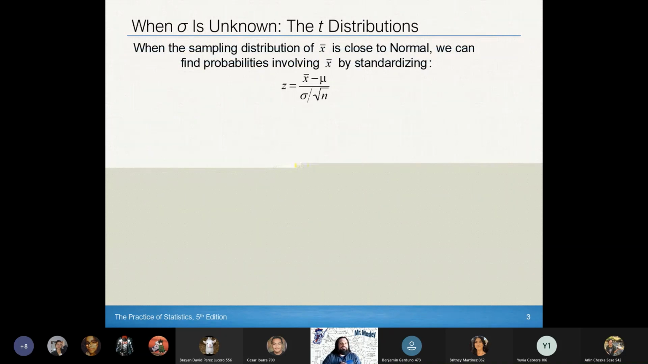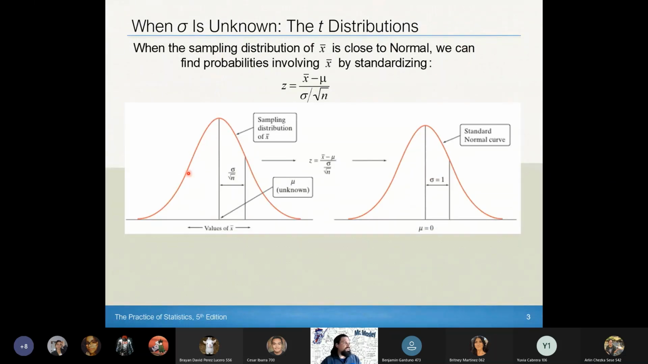So we're going to start by discussing what is the t distribution and how do we get there. When the sampling distribution of x bar is close to normal, we can find probabilities involving x bar by standardizing. This is what we've done previously. We get z equals x bar minus mu divided by sigma divided by square root of n. And this is like what we saw with our previous sampling distributions. And that takes us from our sampling distribution with an unknown mu to the standard normal curve with the mean of 0, standard deviation of 1. And we can use that to then perform calculations.